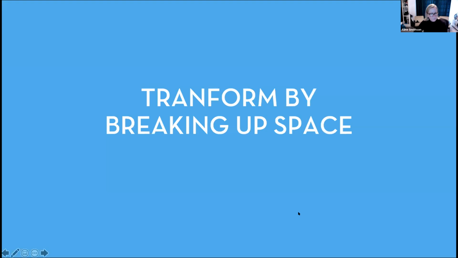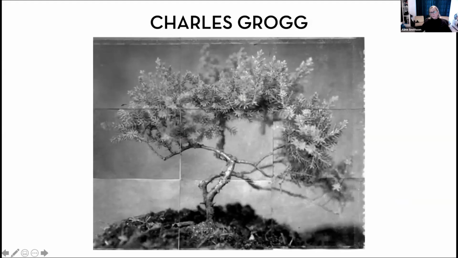Okay, so we've seen a variety of transformations, and now we're going to look at artists who are forming by breaking up space. And this is a technique that you could probably all achieve. This artist created an image. This is a 4x5 shot of a bonsai tree, but then he cut the image into 9 pieces and printed it separately.